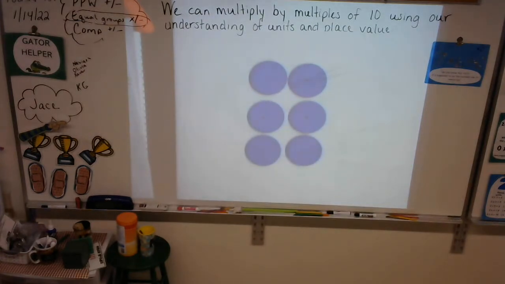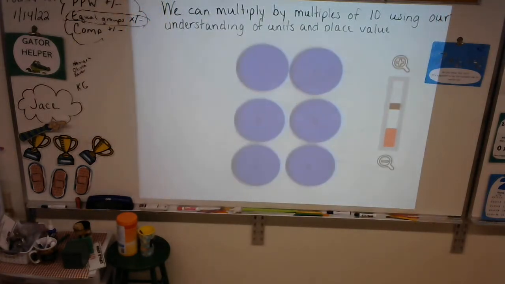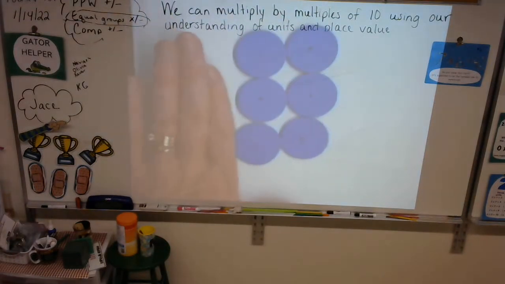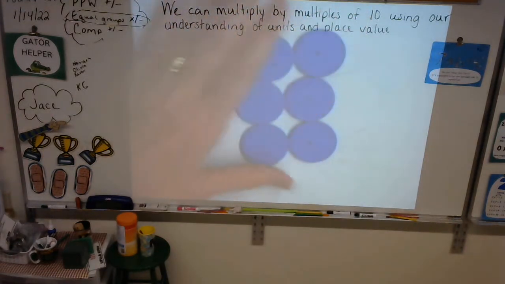Okay, those are ones. I don't know if you can see them. They have a 1 in the middle. Can you see now? Yeah. Okay, so what would we write for this? We have 3 equal groups. We want to write it in unit form. What would we write?